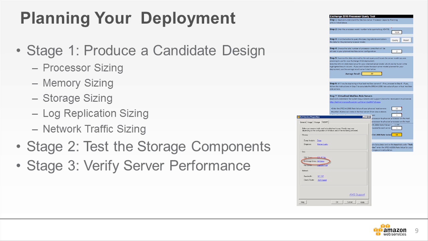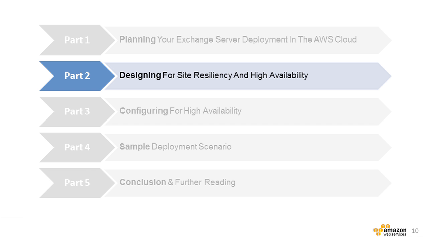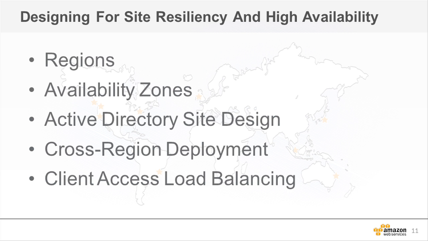Let's move on here. So designing for site resiliency and for high availability takes a couple of points that you have to take into consideration, right? You want to make choices about where you deploy your infrastructure. So AWS has 9 geographic regions around the world. Each of the regions has 2 or more availability zones.